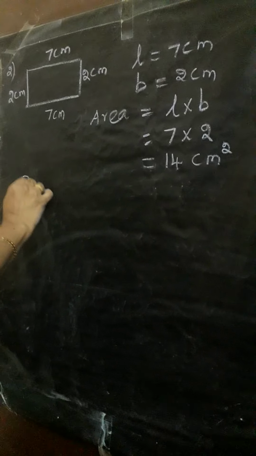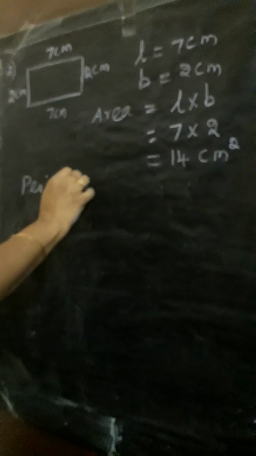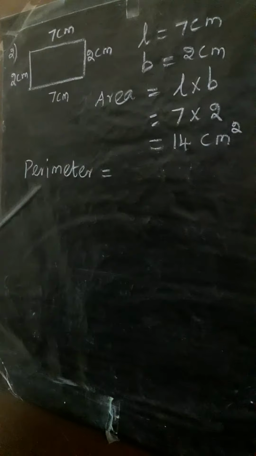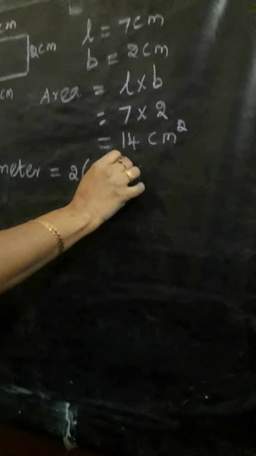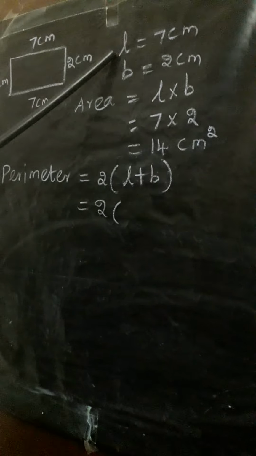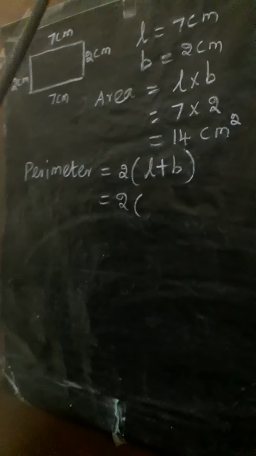Next you find perimeter. Perimeter of rectangle. What is the formula for perimeter of rectangle? Perimeter of rectangle equal to 2 into L plus B. So you substitute the value for L and B. L equal to 7 centimeter and B equal to 2 centimeter.